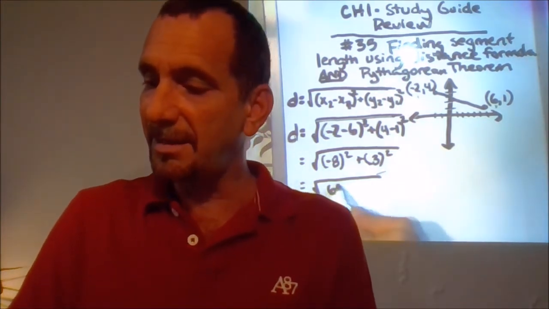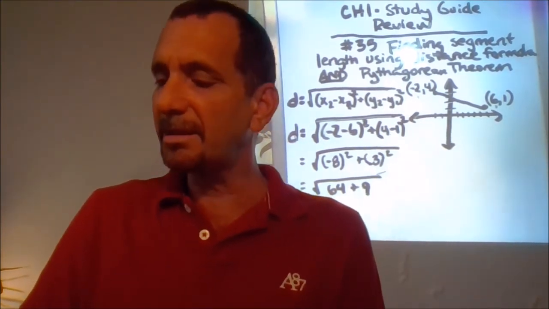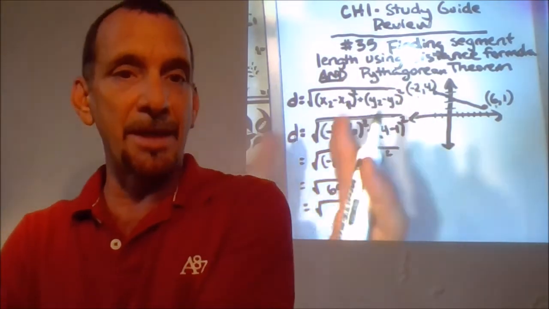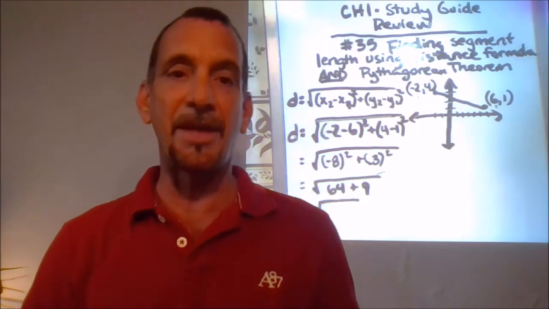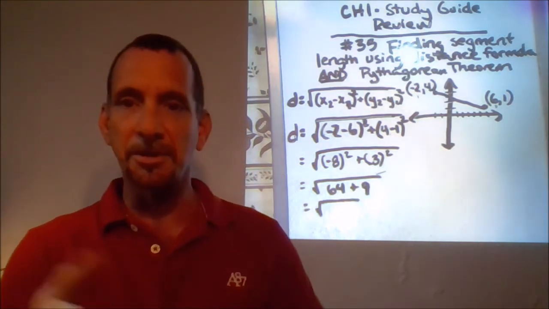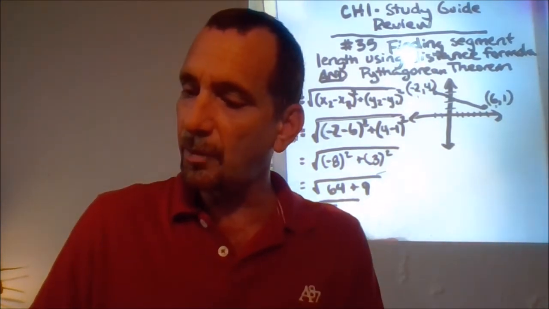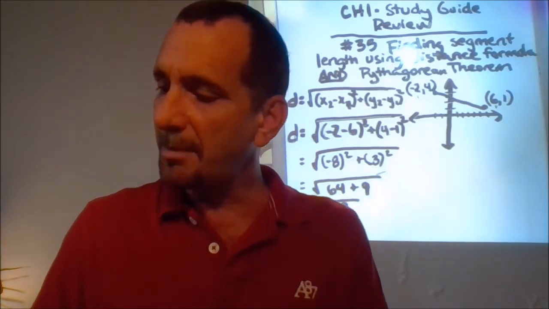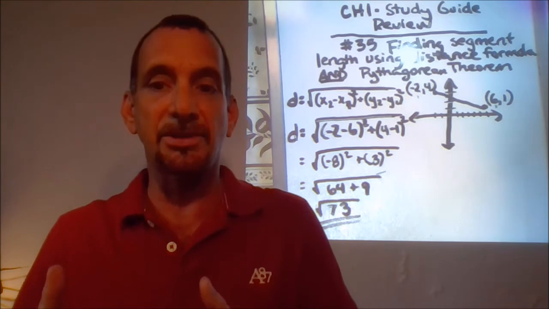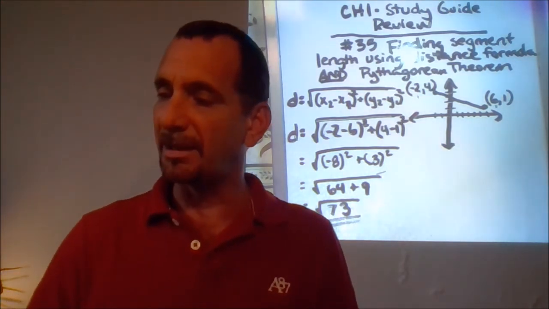I've got a 64 plus 9. And I'm just going to leave this under the square root for now because my goal is to compare this method with the other method, the Pythagorean Theorem, and see if I get the same answer. As long as I can show I get the same answer, we're good to go. So we got 64 plus 9, and we've got the square root of 73. I'm just going to leave it just like that. Now, if it asks you to give your answer to the nearest tenth, you can do that if you want. But right now, we're just going to leave it here.